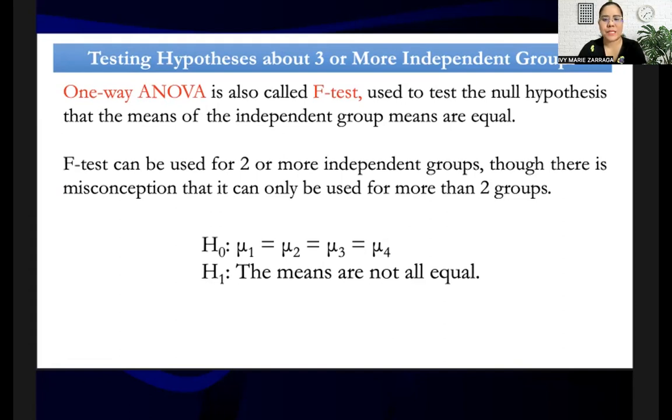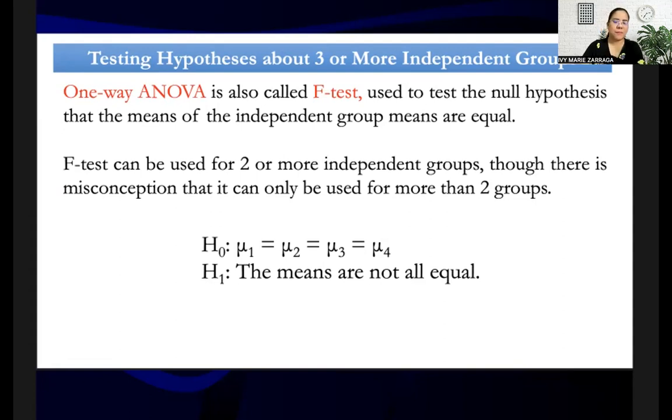So for the hypothesis, the null hypothesis will state that population means of first, second, third year, fourth year are the same. Walang pagkakaiba. So that is the null hypothesis.